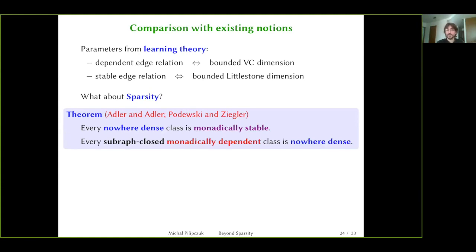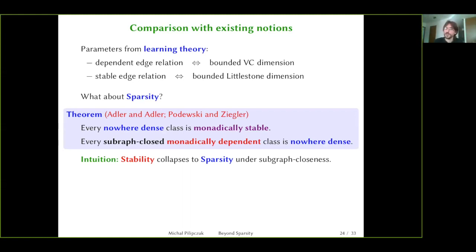So indeed, nowhere denseness extends monadic stability extends nowhere denseness. So we have a proper extension of our current theory of sparsity. And even more, if you assume that your graph class is subgraph closed, then monadic dependence and monadic stability collapse to nowhere denseness, right? So the idea is that we now have a notion that extends our sparsity theory that collapses to sparsity if you assume subgraph closure.